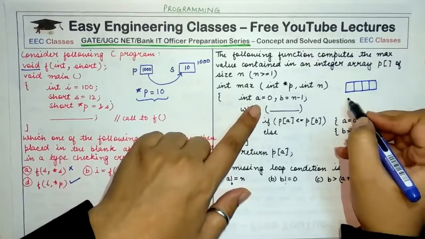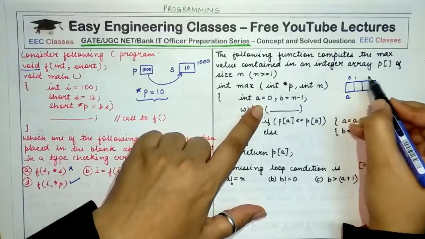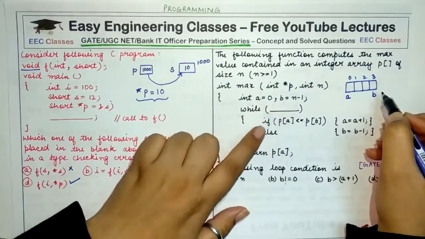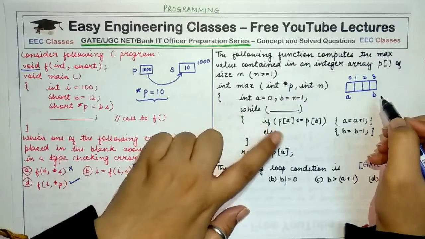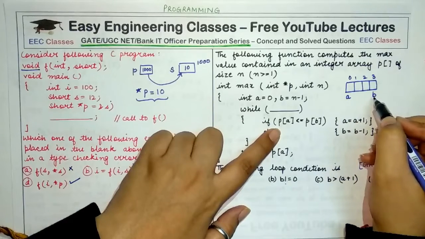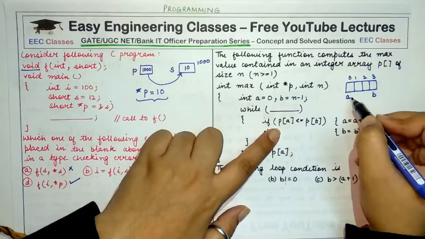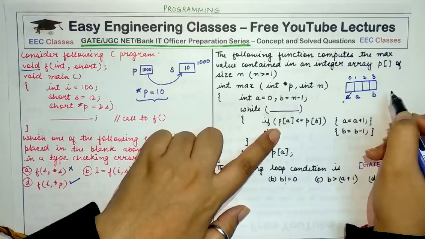You have two variables, a and b. A points to the start of the array and b points to the end of the array, n minus 1. So at every iteration inside the while loop, if the value at a is less than or equal to the value present at b, then a would be incremented. That means you would shift a to the right.